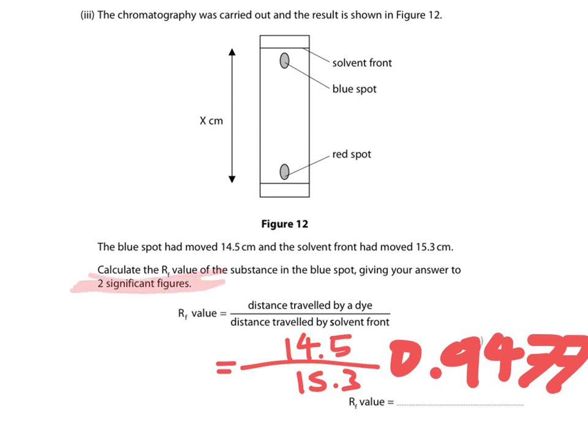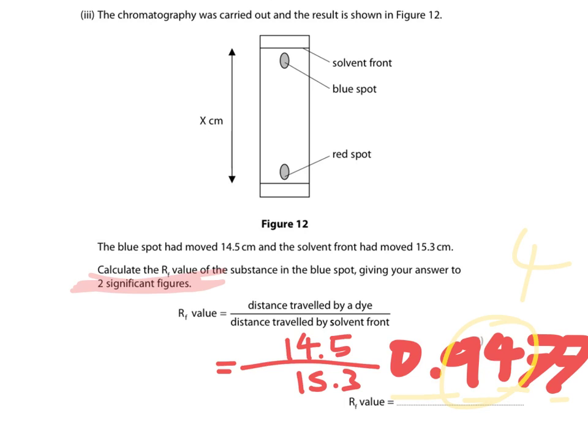So how many significant figures is this? Well, we don't count any zeros before the first number, so we don't count that. So we've got 1, 2, 3, 4. So that's 4 significant figures. We just want two significant figures, so we just want these guys here.